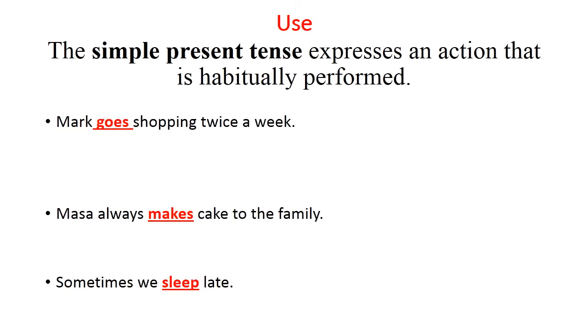And now let's move to the next use, which is to express an action that is habitually performed. So with habitual actions, habits. Number one, Mark goes shopping twice a week. Here we have a habit for Mark, which is going shopping twice a week. Number two, Masa always makes cake for the family.